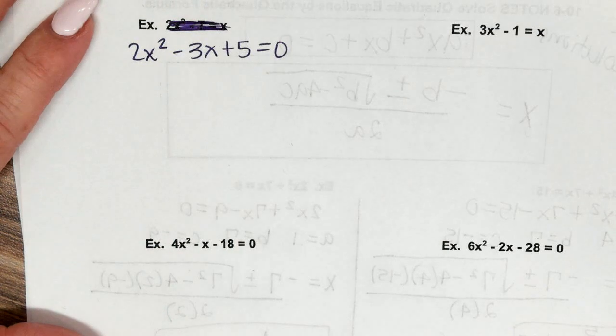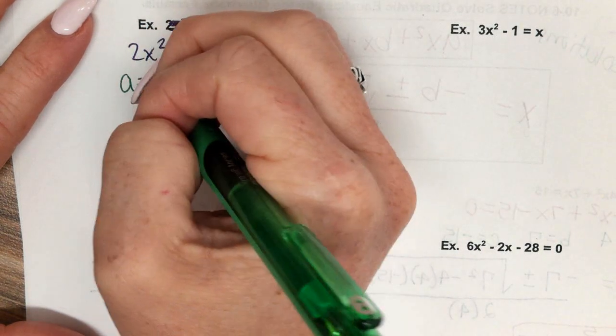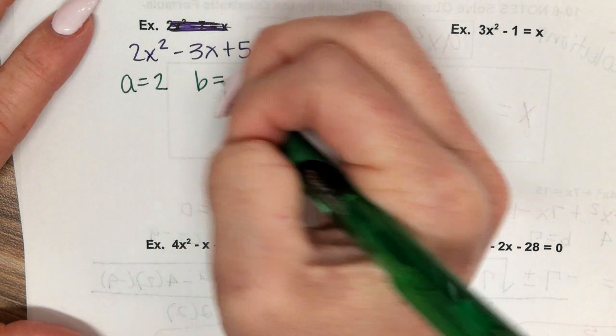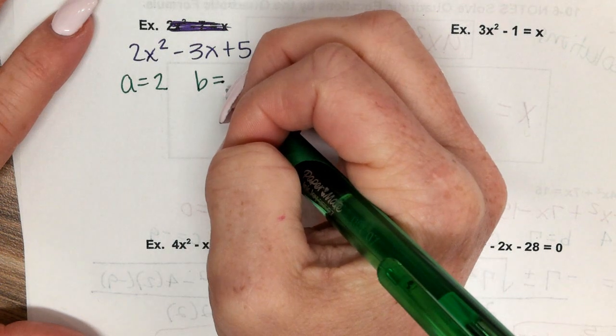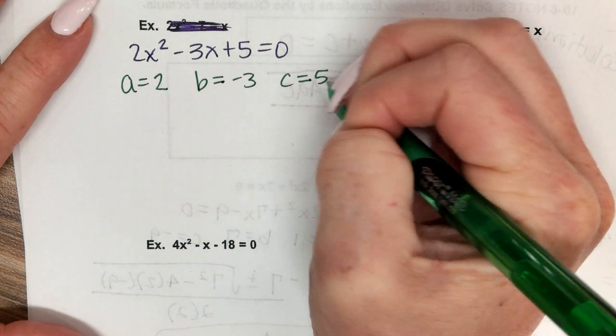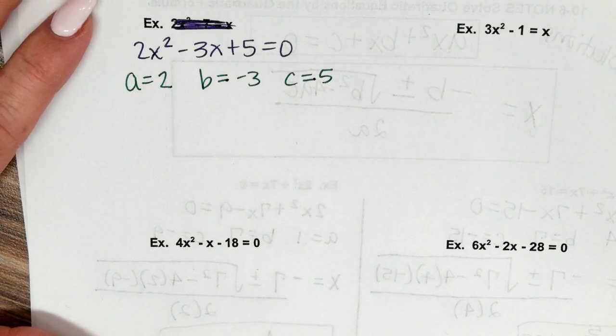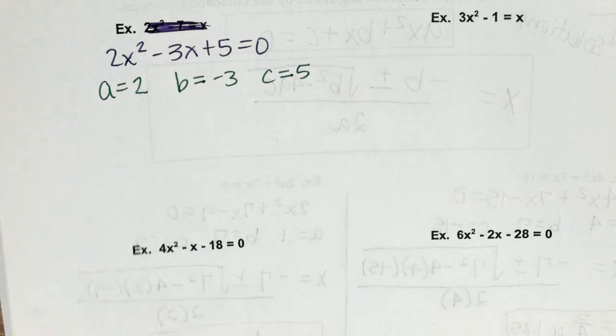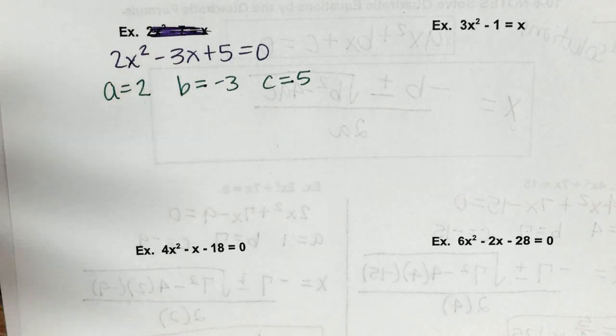All right, identify the A. What's the A? 2. What's the B? Negative 3. Hopefully this one works. What's the C? Okay, so my formula is negative B. So everybody look at B. Is B already negative? So what is a negative negative?